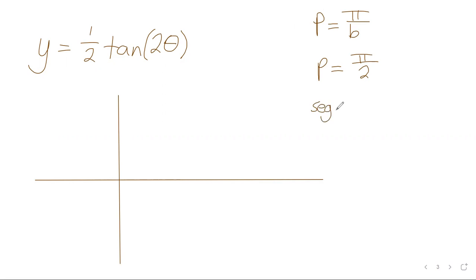Next, let's find our segments. Each segment is going to be a fourth of that. So that would be pi over 8 for each segment. So we can do some labeling here. We'll go from our starting point 2 segments to the left. So that would be -2 pi over 8, which is -pi over 4. And then same thing in the positive direction over here.